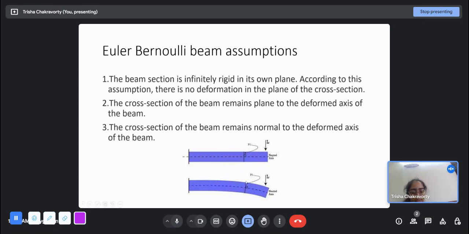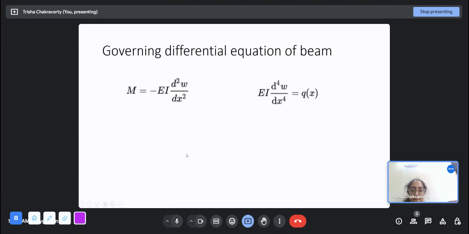It is still a straight line, and moreover, the cross section of a beam remains normal to the deformed axis of the beam. Initially, when the beam was undeformed, the neutral axis is oriented along x and every section is oriented along the y direction, so that is at 90 degrees. But if it bends, even then we assume that this angle remains 90 degrees.